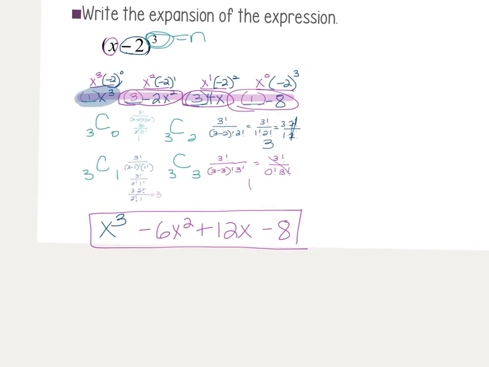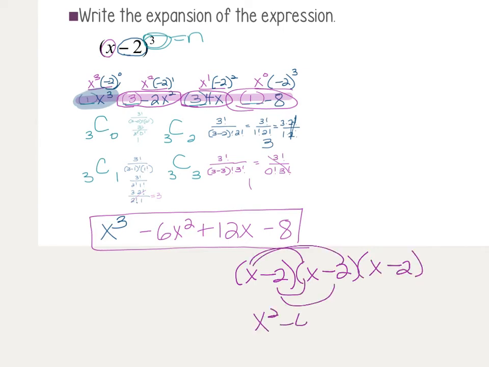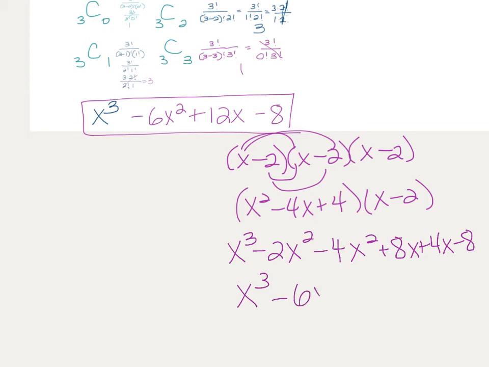And we can check something like this pretty easily, right? We could do x minus 2 times x minus 2 times x minus 2. So if I did these two first, I'd get x squared minus 4x plus 4. And then multiply it times x minus 2. That's only if this was like a low number. You can always do it, it just would take a lot longer if it was a higher number. And I get x to the third minus 6x squared plus 12x minus 8.